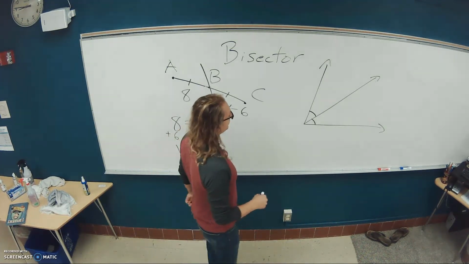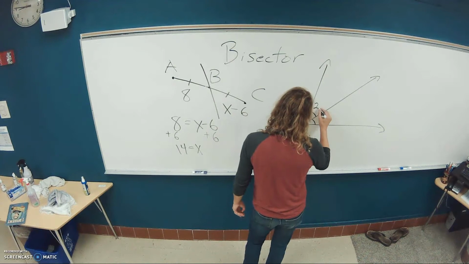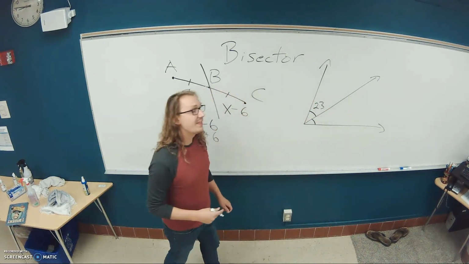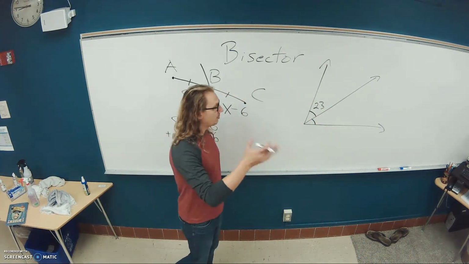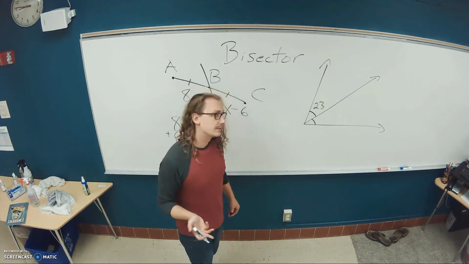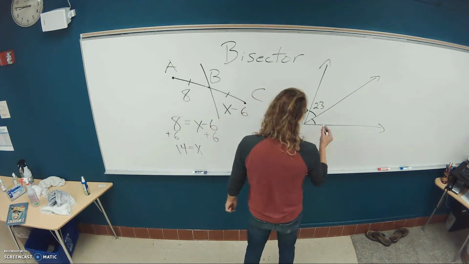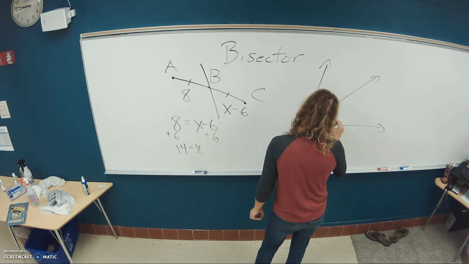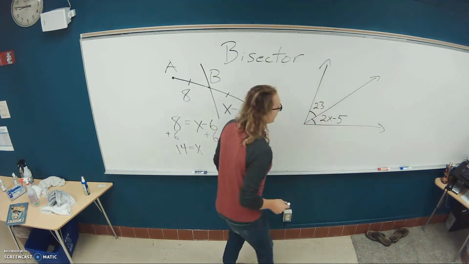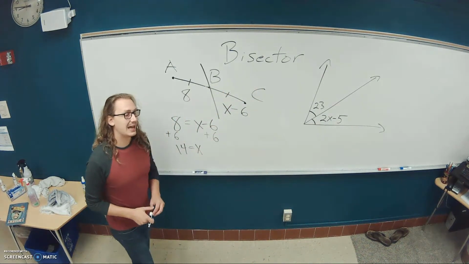So if I say that this is an angle of, we'll say, 23, then that other angle must also be 23 degrees. Okay? But just like what we've got going on over here, sometimes I'm not going to ask you for that. I'm going to ask you for x.